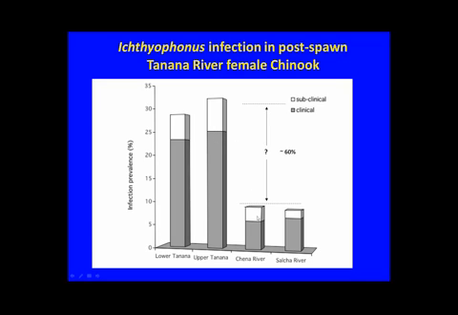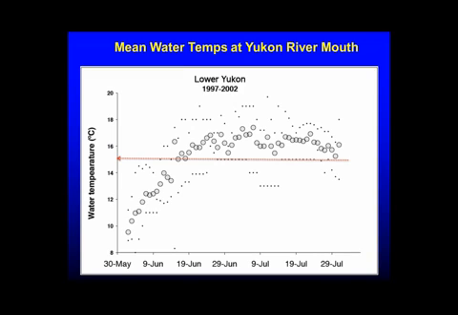The leading hypothesis at this point was temperature. These are the river temperatures during the course of that epizootic in the late 1990s and early 2000s. The circles are the mean temperature, and the dots above and below are the maximum and minimum that were recorded during the period. And I have this line cut through here at 15 degrees because this seems to be the magic temperature when it comes to Ichthyophonus and salmonids. And I'll show you those data in this next figure.